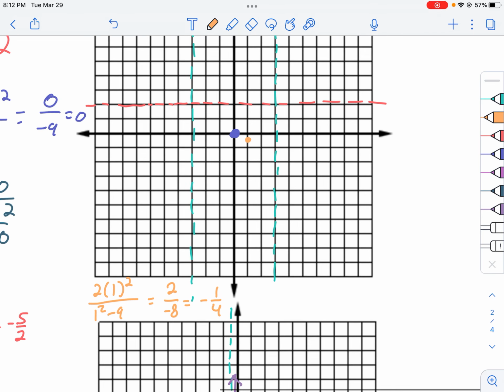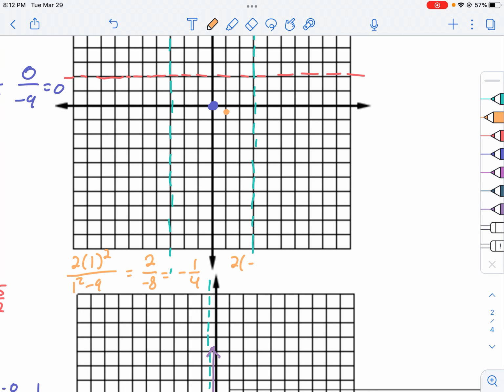Let's also plug in -1 while we're here. So this is going to be 2 times -1 squared over -1 squared minus 9, which gives us 2 over 1 minus 9, 2 over negative 8, negative 1/4. So when we plugged in negative 1, it also gave us negative 1/4. So this middle section of this graph is going to look more parabolic.